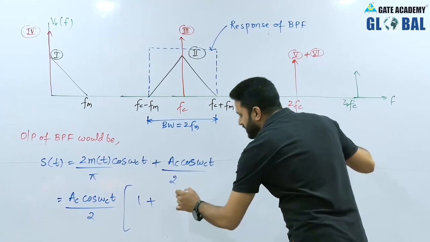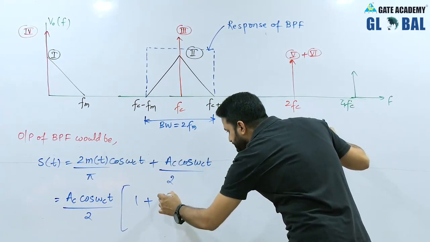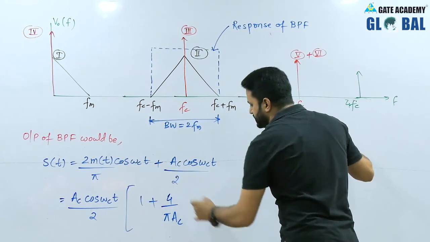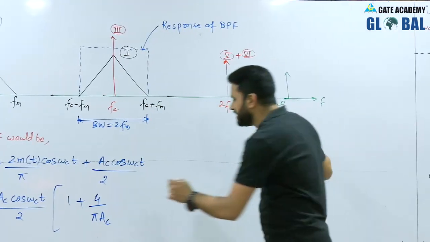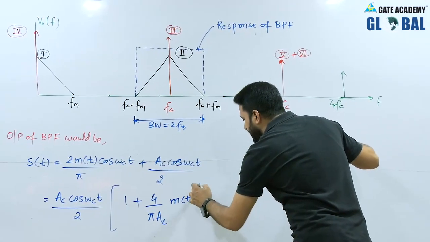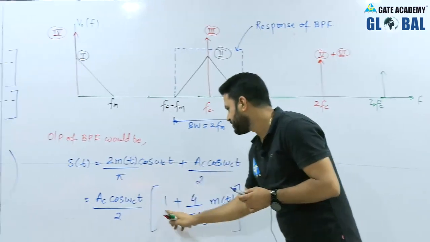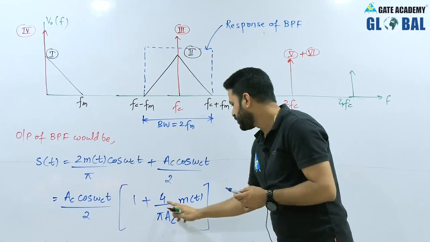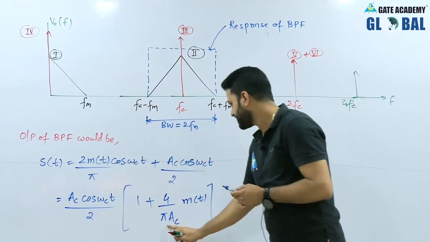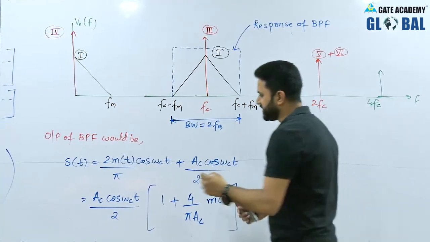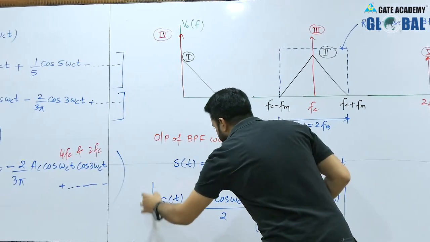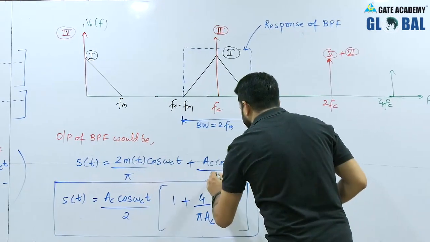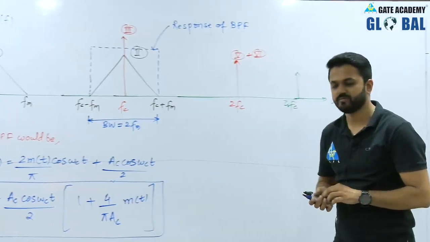Taking the 2 common, we get 4 by π, and A_c is also common, so we divide by A_c, and this is m(t). If you multiply these two, A_c cos ω_c t by 2, we get this term, and if you multiply with this, we get 2m(t) cos ω_c t by π. A_c and A_c get cancelled. So if we take this common, we get the standard form.